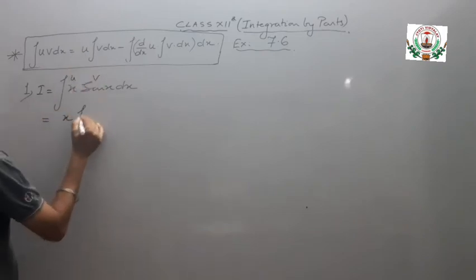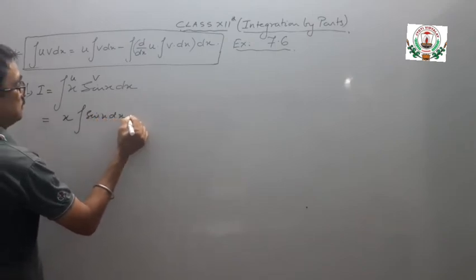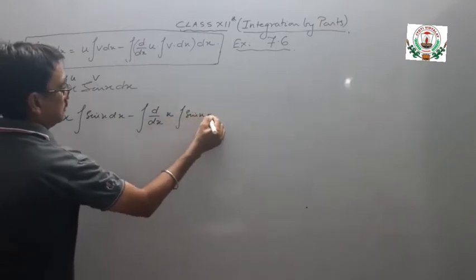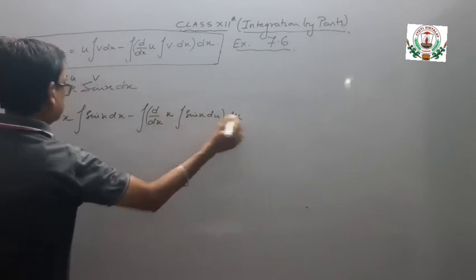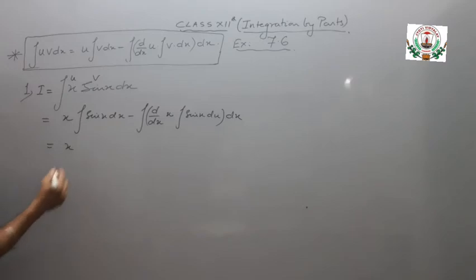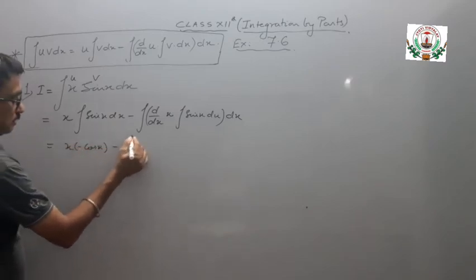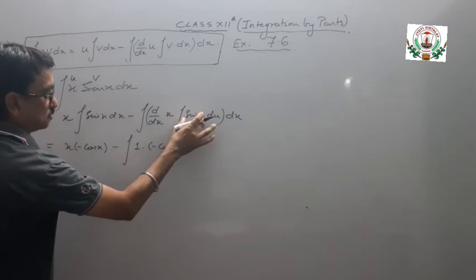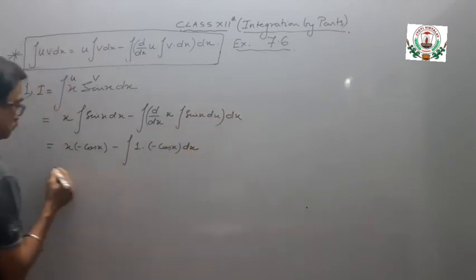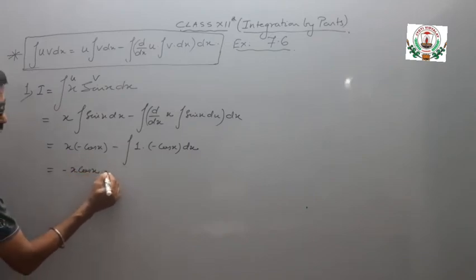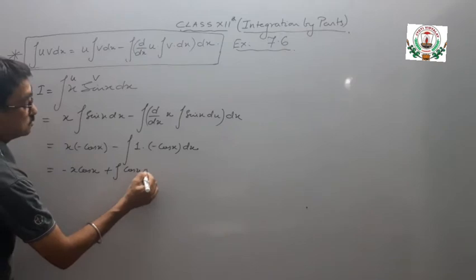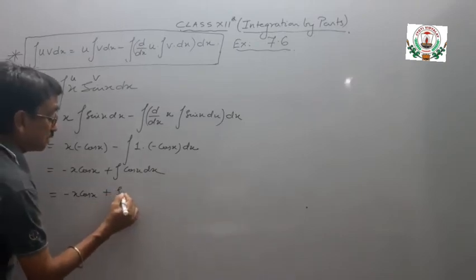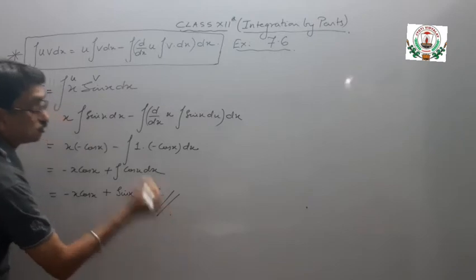x integration of sin x dx minus d by dx of x, integration sin x dx, the whole dx. x integration of sin x is minus cos x, minus d by dx of x, 1, integration of sin x, minus cos x. First we integrate this and now we are left with this dx. So minus x cos x plus integration of cos x dx, minus x cos x plus sin x, and finally the integration constant you put there.